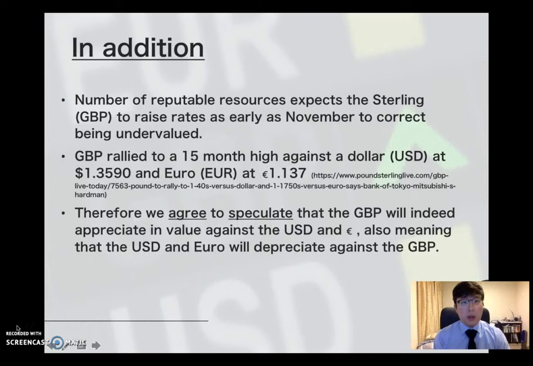In addition, a number of reputable resources expect sterling, also known as GBP, to raise rates as early as November this year to correct being undervalued. And GBP rallied to a 15-month high against the US dollar at 1.3590 and the euro at 1.137. Therefore, we agree to speculate that the GBP will indeed appreciate against the US dollar and euro, and that also means that the US dollar and euro will depreciate against the GBP.